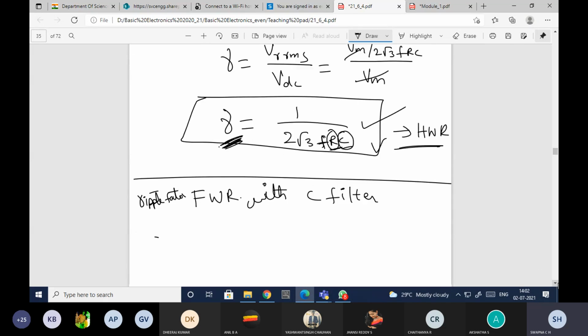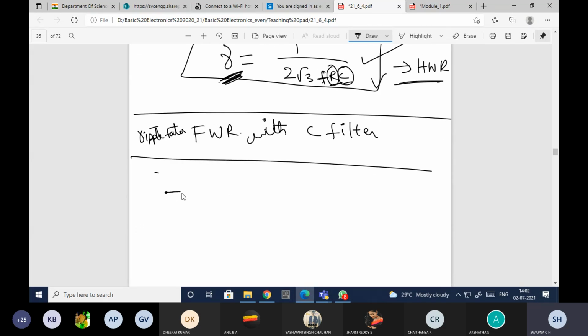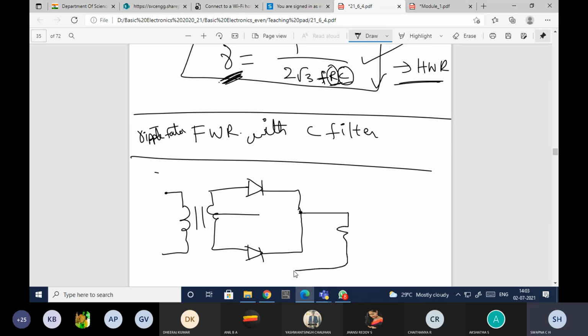Here, as you know, the diagram will have two diodes. It can be either center-tapped or bridge, anything is fine. Now we'll have the resistor here, and the other end of the resistor is connected to the center tap. The filter means you should have some capacitor in parallel with the load. The load here is R.